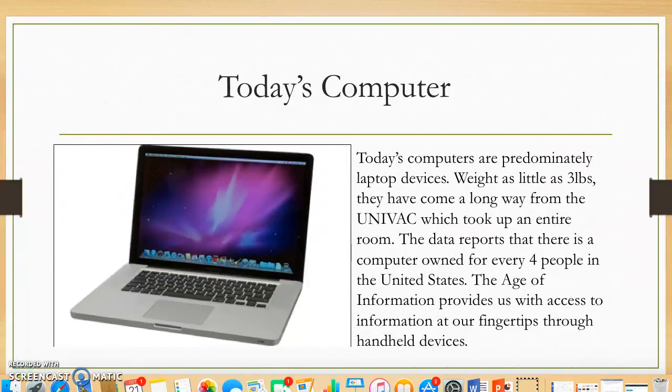Today's computers are predominantly laptop devices. Weighing as few as 3 pounds, they have come a long way from the UNIVAC, which took up an entire room. The data reports that there is a computer owned for every 4 people in the United States. The age of information provides us with access to information at our fingertips through handheld devices.